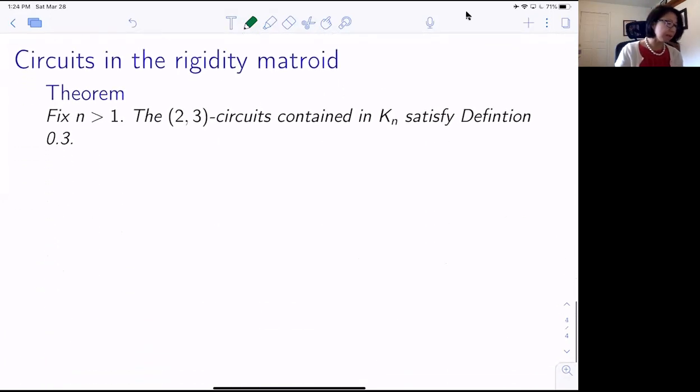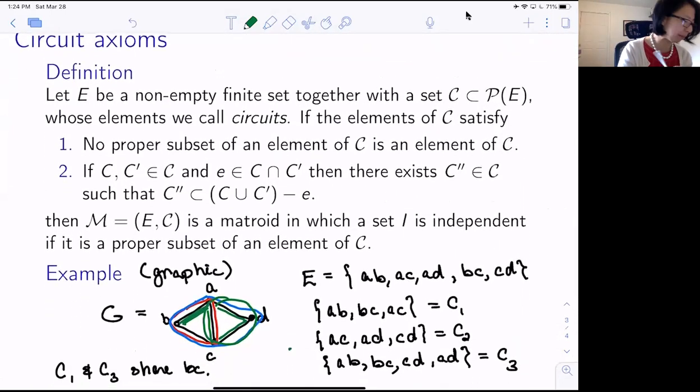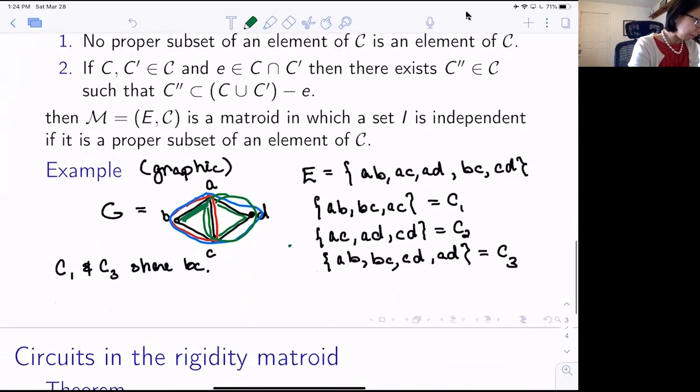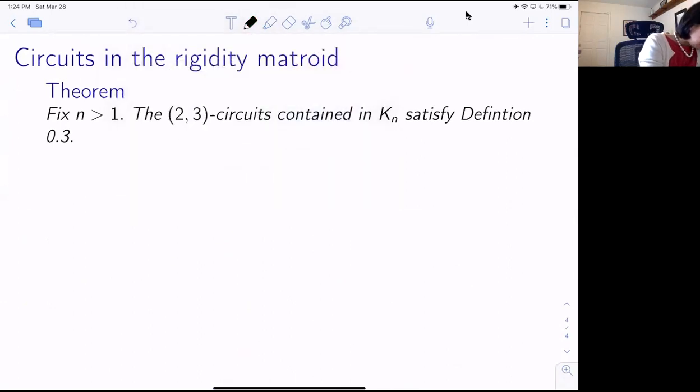So I want to show that if you have a 2-3 circuit contained in the complete graph on n vertices, then it has to satisfy this definition, 0.3. It's weird that it came out at 0.3. It has to satisfy this definition here, okay? So let's show that. And this is going to be a proof sketch because the proof is in the book. So we have to show 2 different axioms are satisfied.